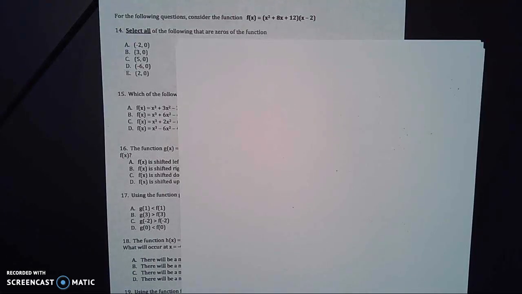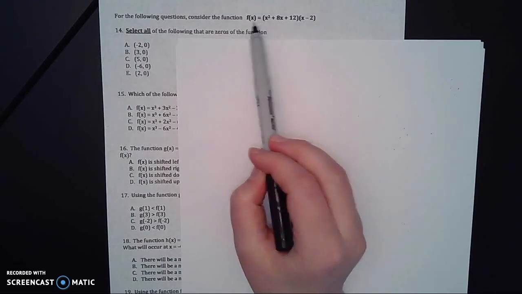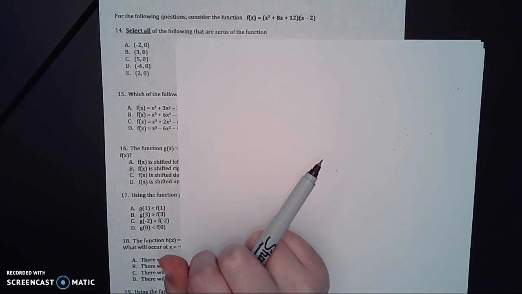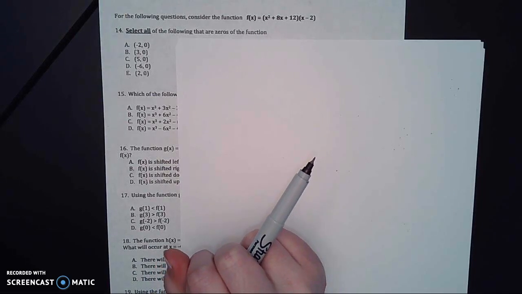Okay, so homework problems 14 through 19 all use the f of x here at the top. So I'm going to just put it all in one video and go straight through. Number 14 says select all of the following that are the zeros of the function.